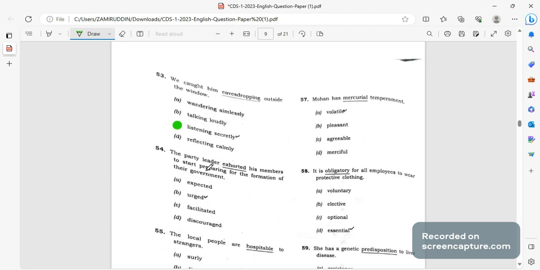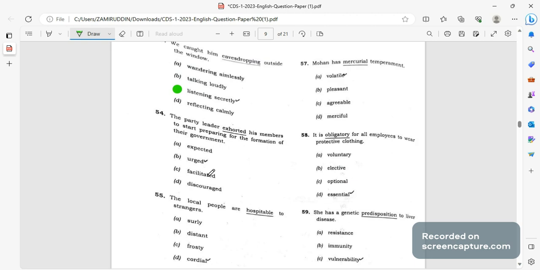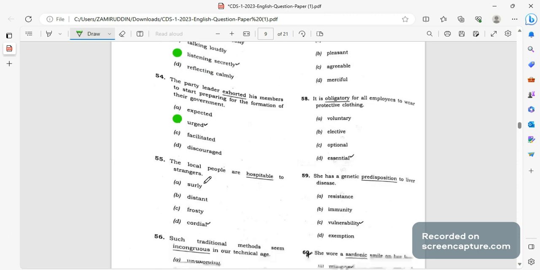The party leader exhorted his members. Exhorted matlab urged his members to start preparing for the formation of their government. Urged matlab to force, मतलब उसे फोर्स करना कि द पार्टी लीडर एक्सहॉर्टेड मतलब उसे अर्ज किया. अर्ज विच मीन्स फोर्स किया, आई एम नॉट गेटिंग द राइट वर्ड. मतलब पार्टी लीडर ने ही स्ट्रेस्ड ऑन his members to start preparing for the formation of their government. Urged will be the right answer.